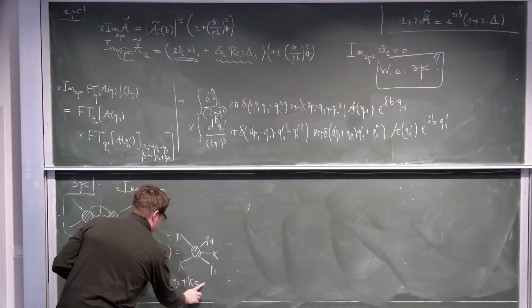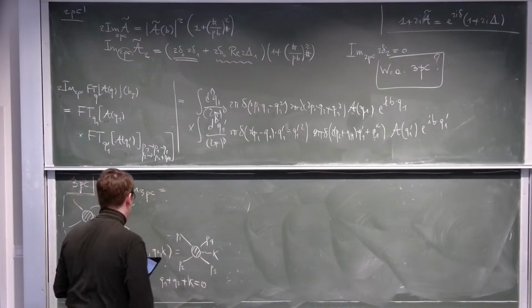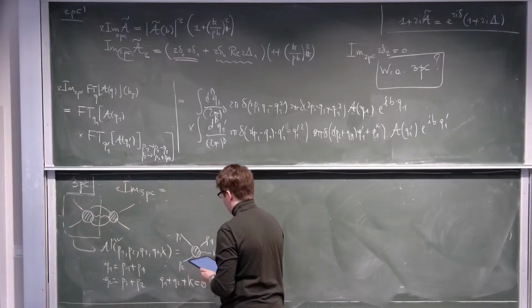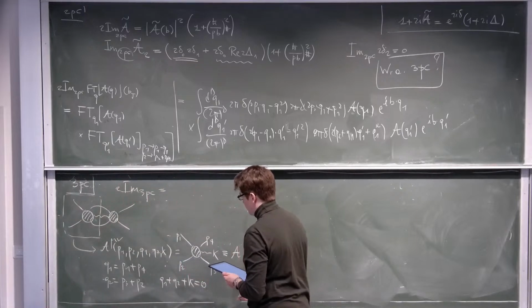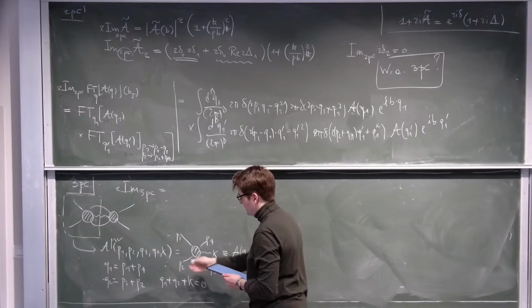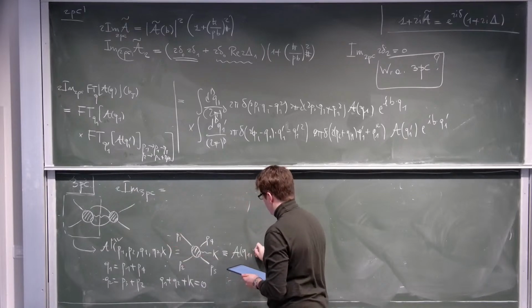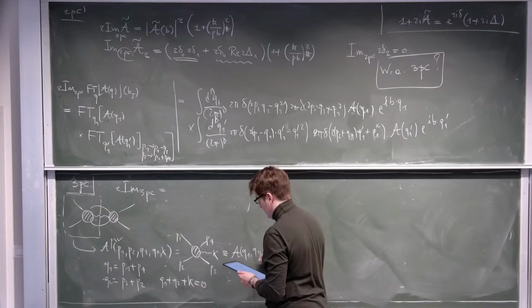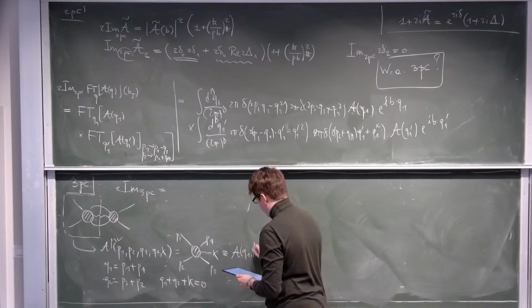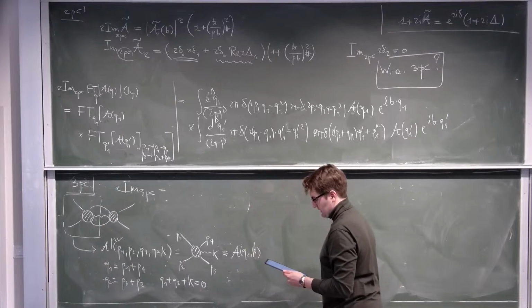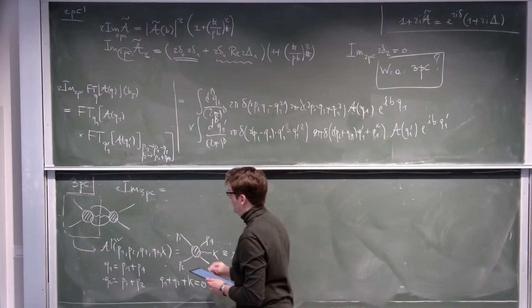Okay. And then often I will use a shorthand notation, especially in the classical limit, where I will suppress the dependence on P1 and P2. Just P1 and Q2, or P1 and K. Okay, so this is the object.